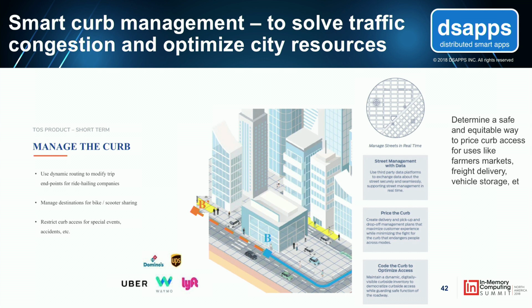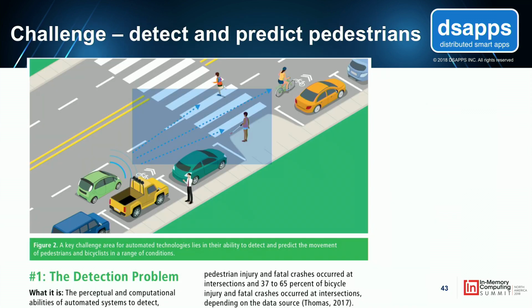Plus, they want to make money, so it's pricing the curb. They have all these assets, and the cities are looking at ways by which they can make money through the curbs. So there are new models for curbs and managing curbs in real time. Some of the challenges are, how do you detect an autonomous vehicle? How does it detect pedestrians?